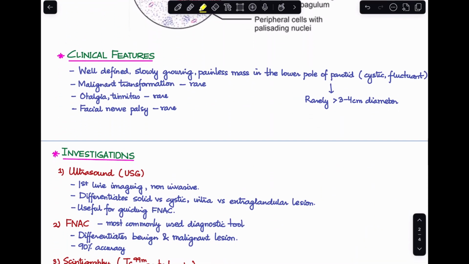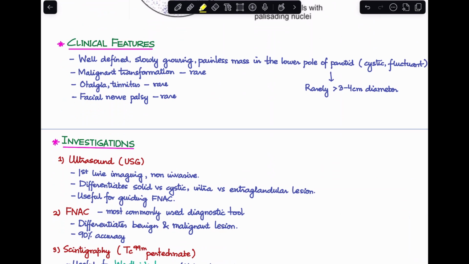Now, looking at the clinical features of this disease. This presents as a well-defined, very slowly growing, painless mass in the lower pole of the parotid. The mass is usually cystic and fluctuant, and it usually does not attain a huge size. Maximum would be a 3 to 4 centimeter diameter. There is usually no other feature seen. Malignant transformation is very rare in these cases. Sometimes you can see otalgia and tinnitus, and facial nerve palsy is also very rare.